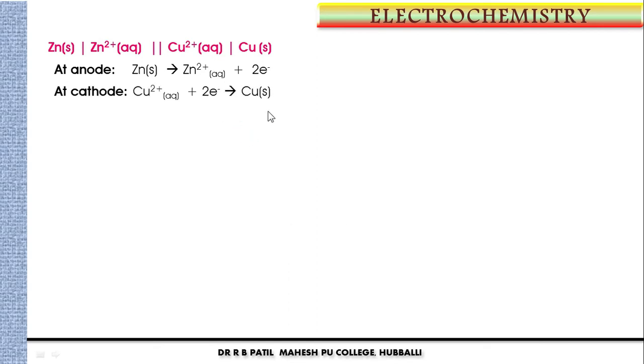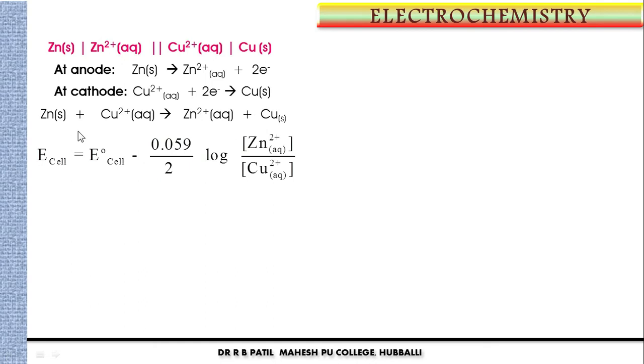Suppose if they give cell representation, what we should do, students? When they give cell representation, first we should write cell reactions, and after writing the cell reactions we can write Nernst equation. Okay, at anode oxidation takes place, zinc becomes Zn2 plus by losing 2 electrons. At cathode reduction takes place, Cu2 plus gains 2 electrons becomes Cu, and 2 electrons are going to cancel, and when I add I am going to get net cell reaction. It is nothing but a Daniell cell reaction, and you already know how to write E cell calculation for Daniell cell. Product ion divided by reactant ion.